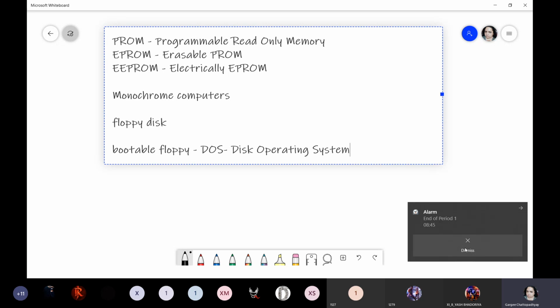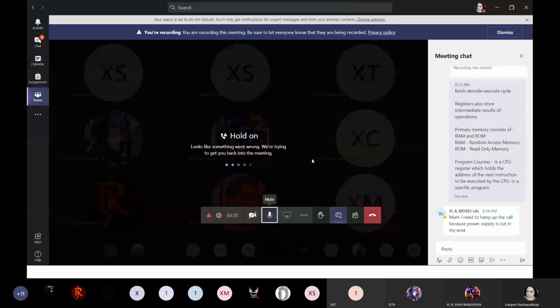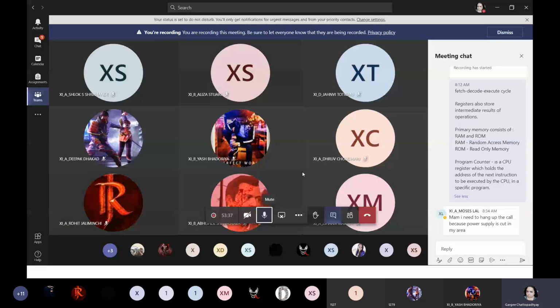Okay, so we have reached the secondary storage. Sorry, students, the signal was lost because of some problem. Yes, so we'll end the class over here only, and next we will start with auxiliary storage.